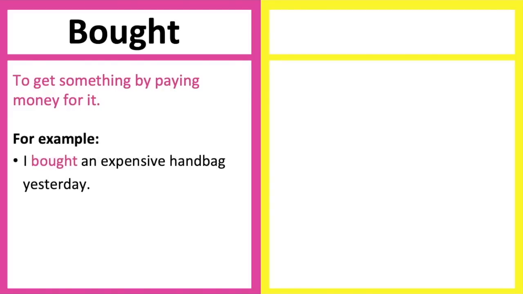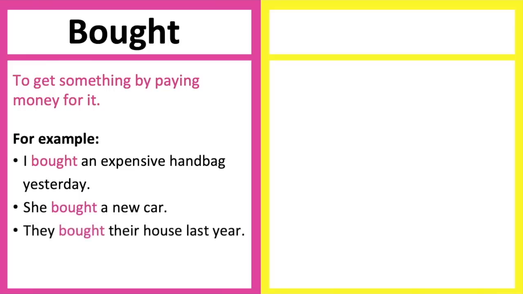Bought. This is the past tense form of the verb buy, which means to get something by paying money for it. For example, I bought an expensive handbag yesterday. She bought a new car. They bought their house last year. He bought a pair of trainers.